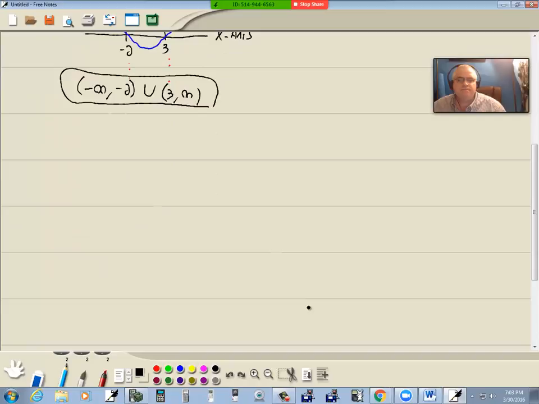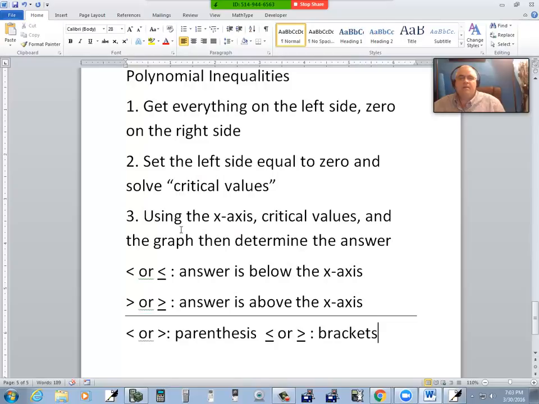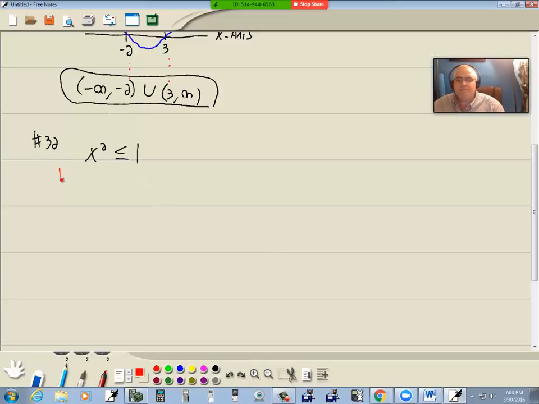And let's take a look at number 32. That's x squared is less than or equal to 1. Step 1, get everything on the left side, 0 on the right side. So I'm going to take that 1 and move it over to the left side. Remember, when you take anything across your inequality symbol, the sign changes. So the positive 1 becomes a negative 1.